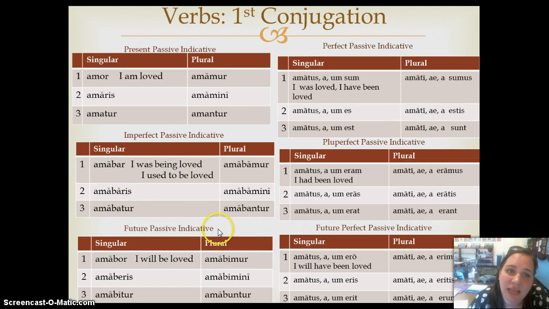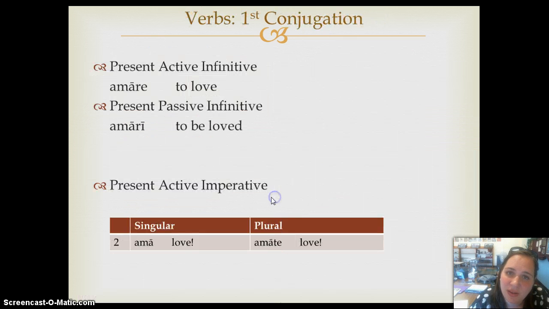I also have it in the passive, so that was the active slide. This is the passive slide, okay? And again, you should be pausing and writing all this out. I also have the supplemental information on the present active infinitive and the present passive infinitive. For first and second conjugation verbs, to form the present passive infinitive, you replace the final E of the second principal part with a long I, and that makes to love into to be loved.